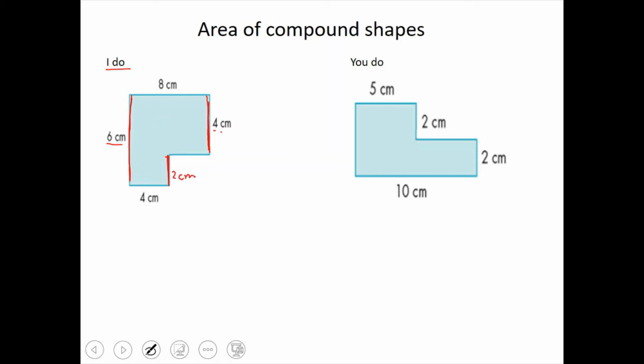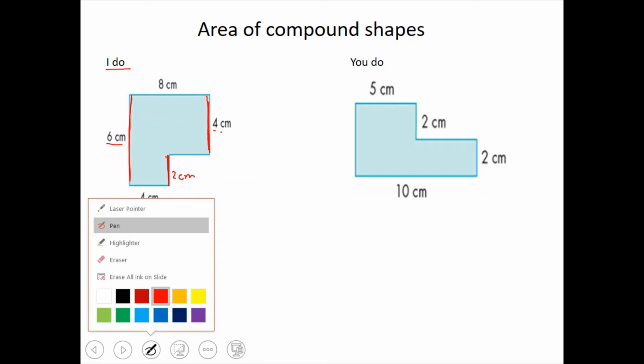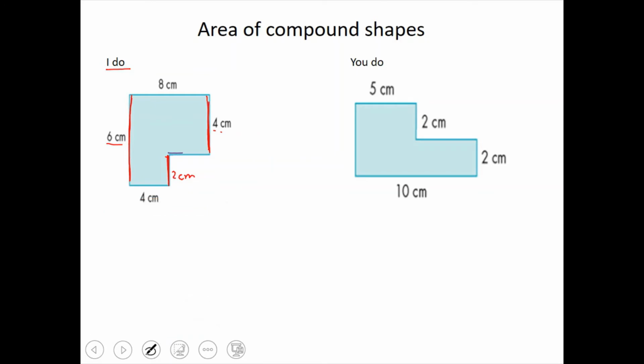I also know there's another side that is missing, which is this side up here. And the width of this shape is 8 centimeters, and the bottom part of this shape, the width of it is 4 centimeters. And I know 4 centimeters and this height here that's missing make 8 centimeters. So 4 plus 4 is 8. So this is going to be 4 centimeters. I've found out my missing sides.